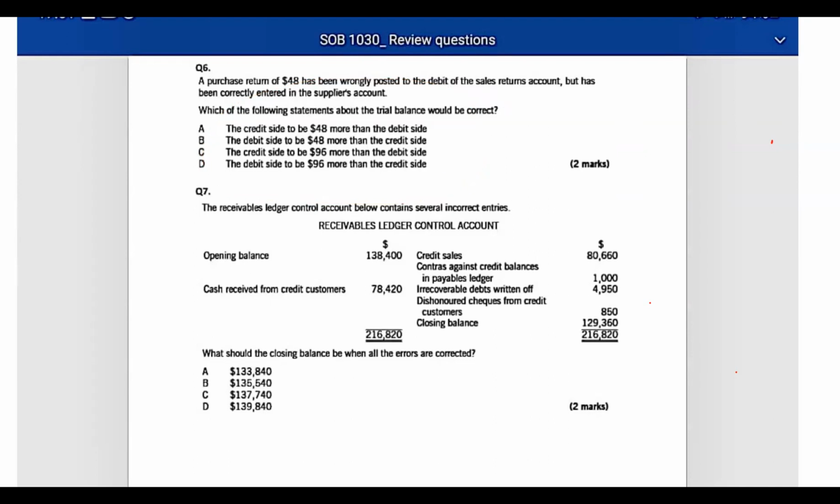Question number 7. A receivables ledger control account below contains several incorrect entries. Now listen attentively to this one. A receivables ledger control account contains several incorrect entries. In short, there are incorrect entries in this ledger, the ledger control account.